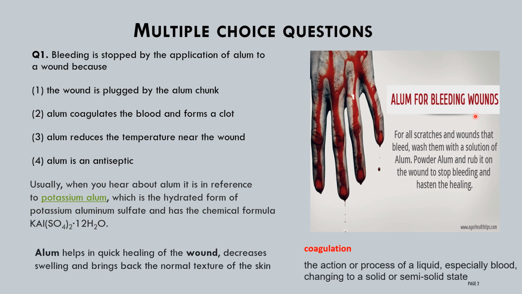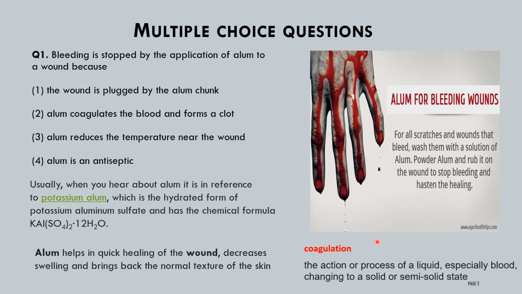Alum for bleeding wounds. For all scratches and wounds that bleed, first you have to wash them with a solution of alum. If a solution of alum is not available, then you can use powder alum also. Take powder alum and rub it on the wound to stop bleeding, and it will help to hasten the healing also. When you apply alum to a particular wound, why will it stop the bleeding?